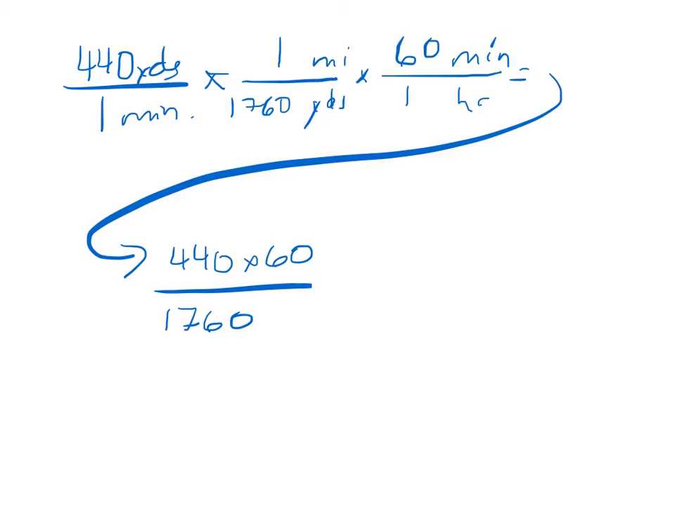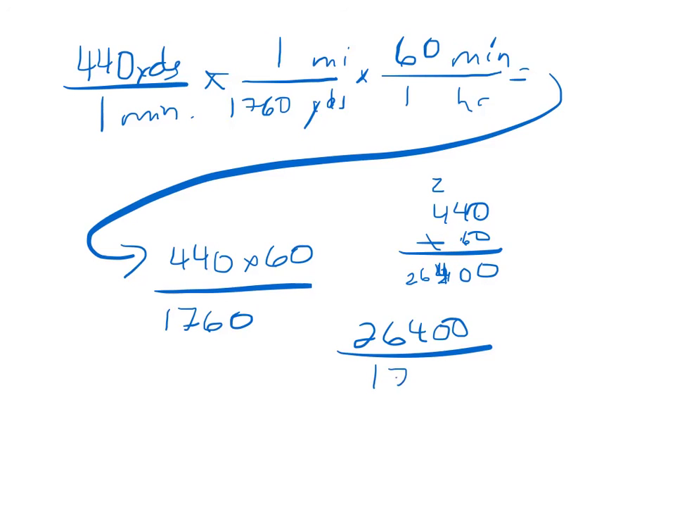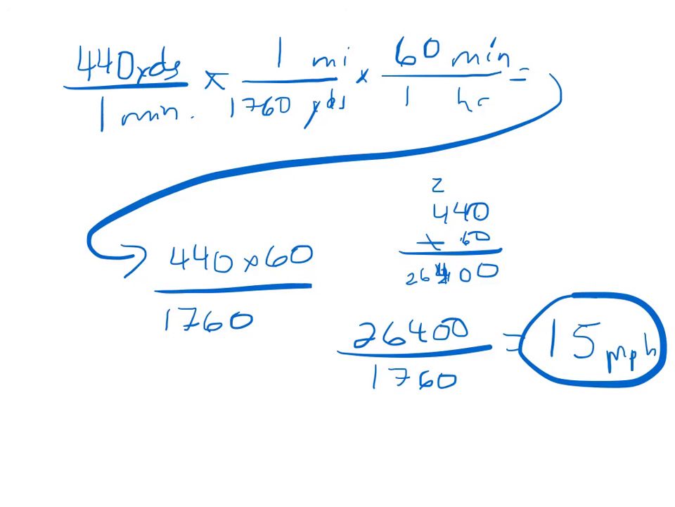So if I go ahead and do the math here, 440 times 60. I'll push this 0, 0 times 6 will be 0. It's going to be 24. 4, 2, 5, 26. So that's a 4 there. So 26,400 on the top divided by 1,760, and that's going to equal 15 miles per hour when I reduce that. So her speed when she ran that race was 15 miles per hour.